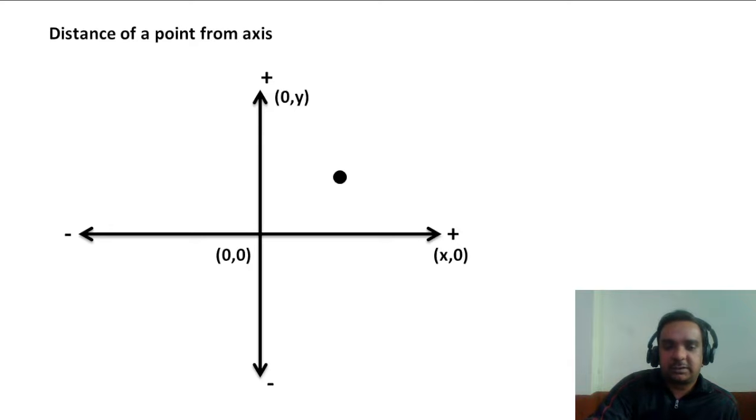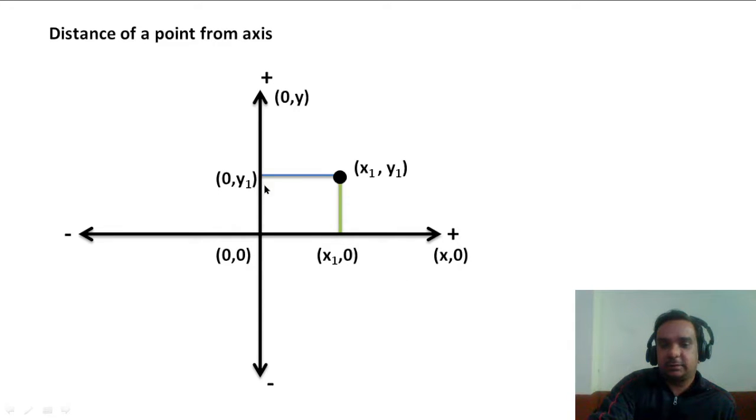For that, first we draw perpendicular lines to the x-axis and y-axis, and the feet of the perpendiculars are named x1 and y1. Now we have found x1 and y1 of this point, but we are still unable to find its shortest distance from the origin.